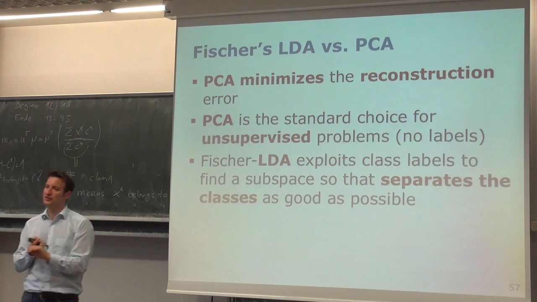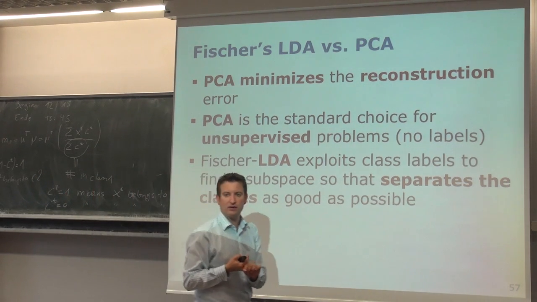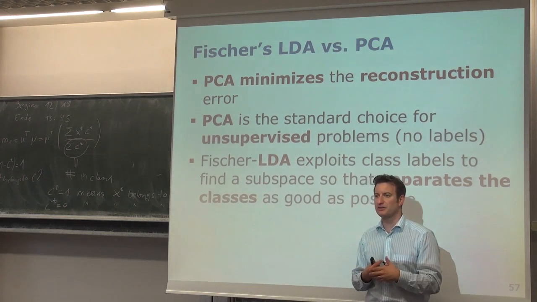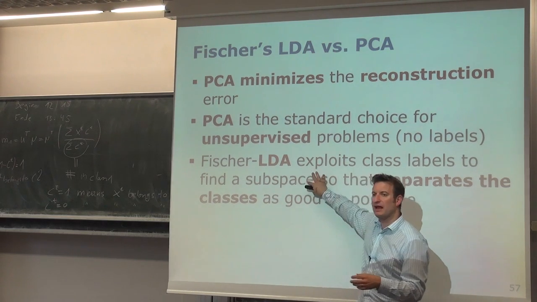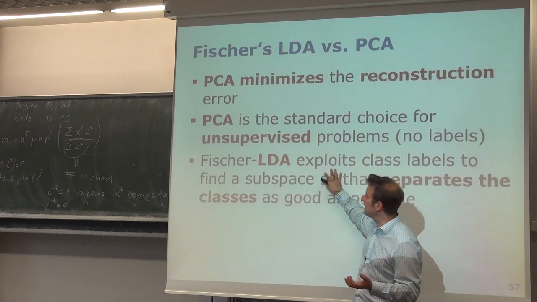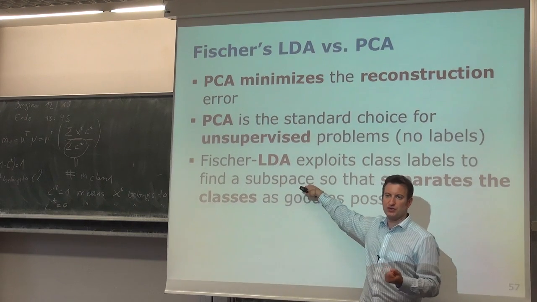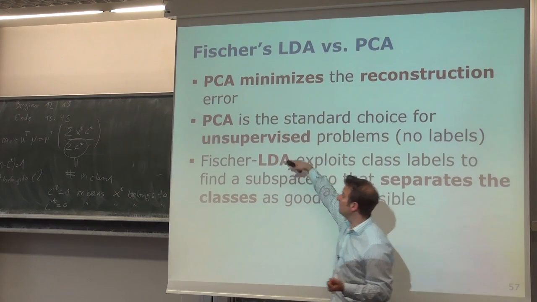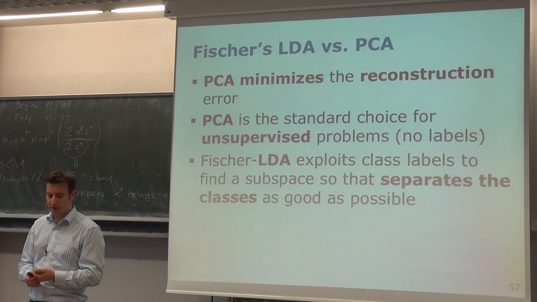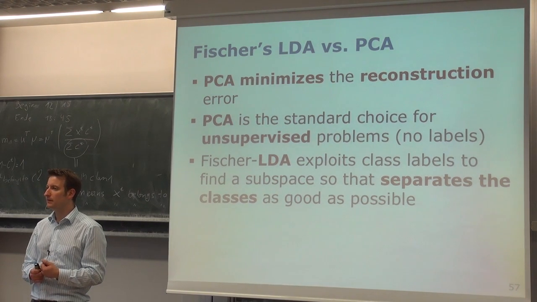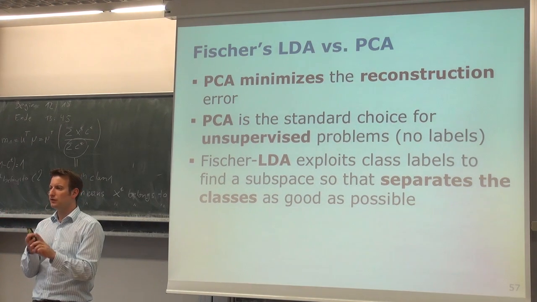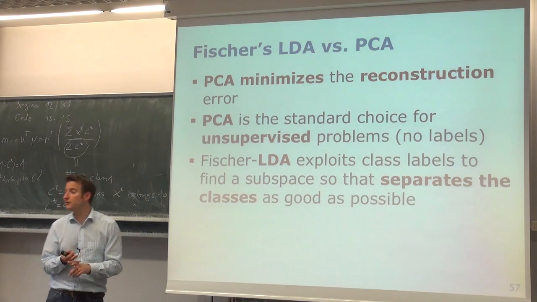LDA takes a different approach. It says, I don't want to minimize the reconstruction error. What I want to maximize is how well I can actually distinguish my classes, separate my two classes. This requires this additional class information. So if we do dimensionality reduction for classification and we have our labeled training data, LDA is the approach that we should use. If we don't have any supervised information, so if we have an unsupervised problem, then PCA is the standard way to tackle the problem. So there's a clear difference between PCA and LDA. These are two techniques which should be applied in different situations.